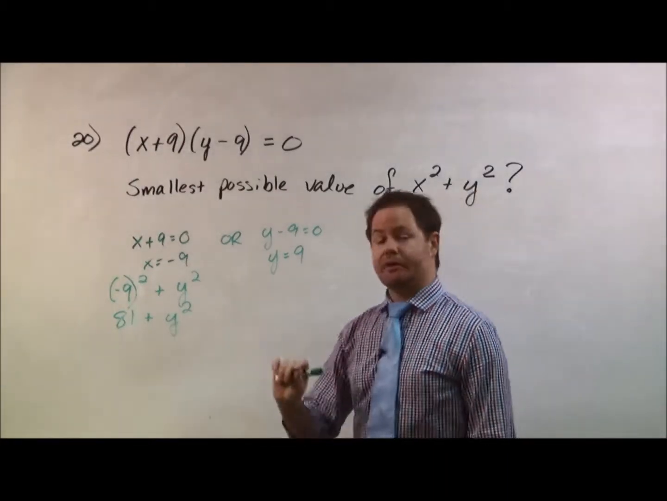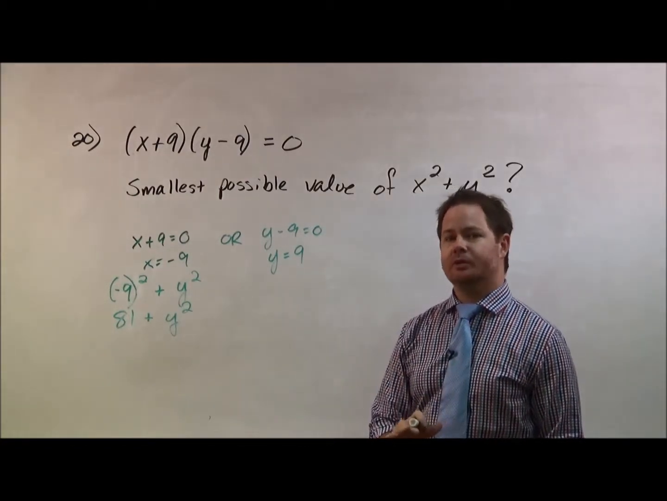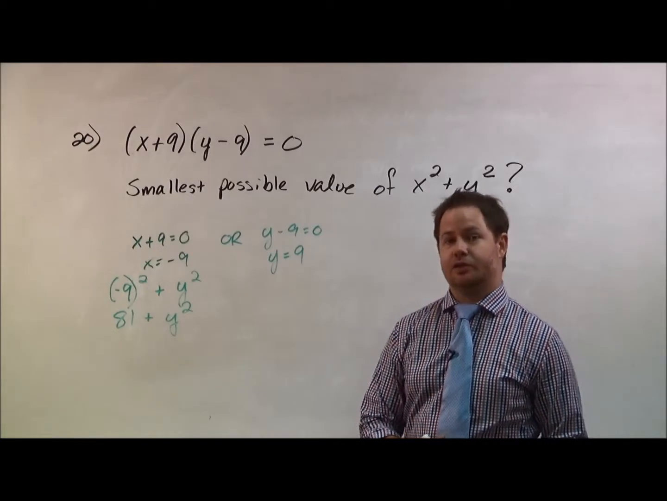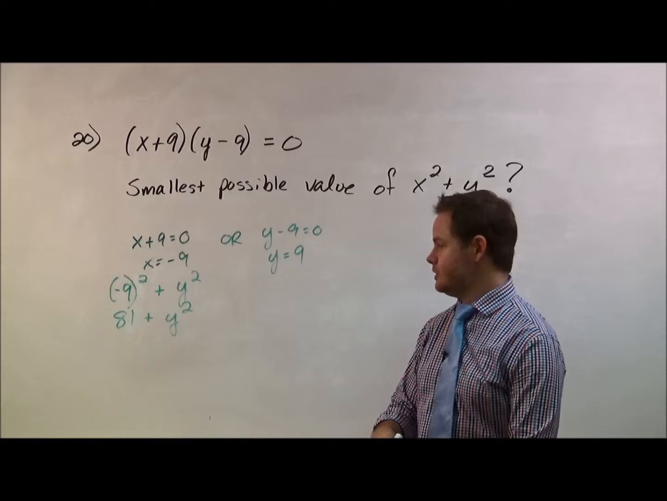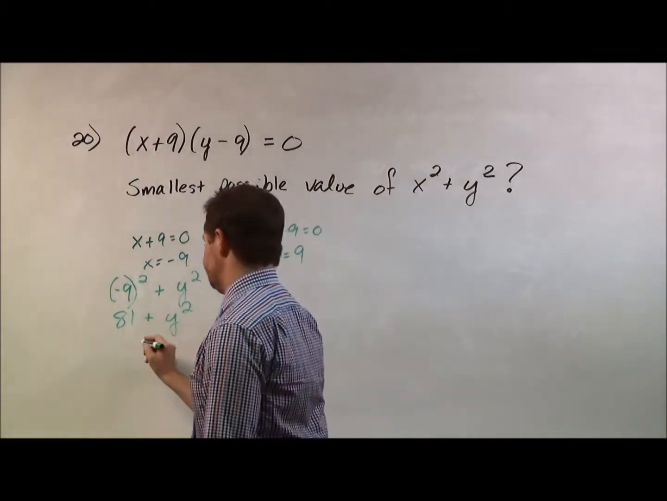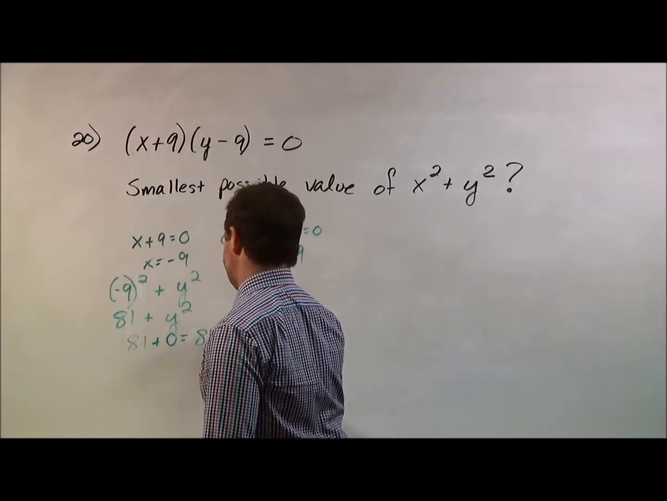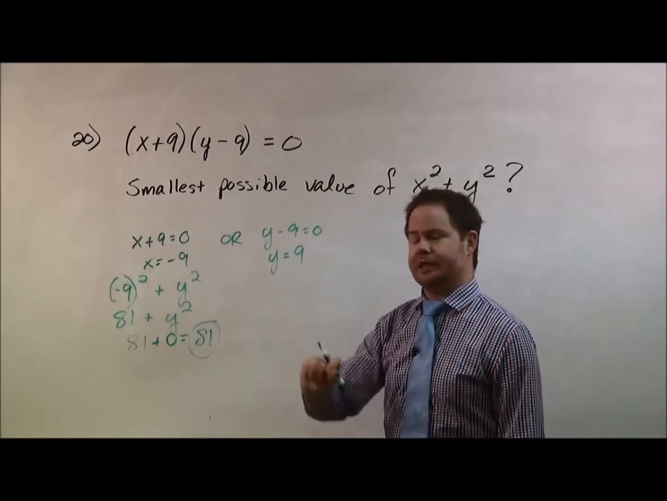And anytime you have a squared term, if you're looking for the smallest possible value, anything squared cannot be negative. So the smallest possible value is your first non-negative number, which is 0. So 81 plus 0 would be 81. That's the smallest number that we could get when we plug in x equals negative 9.